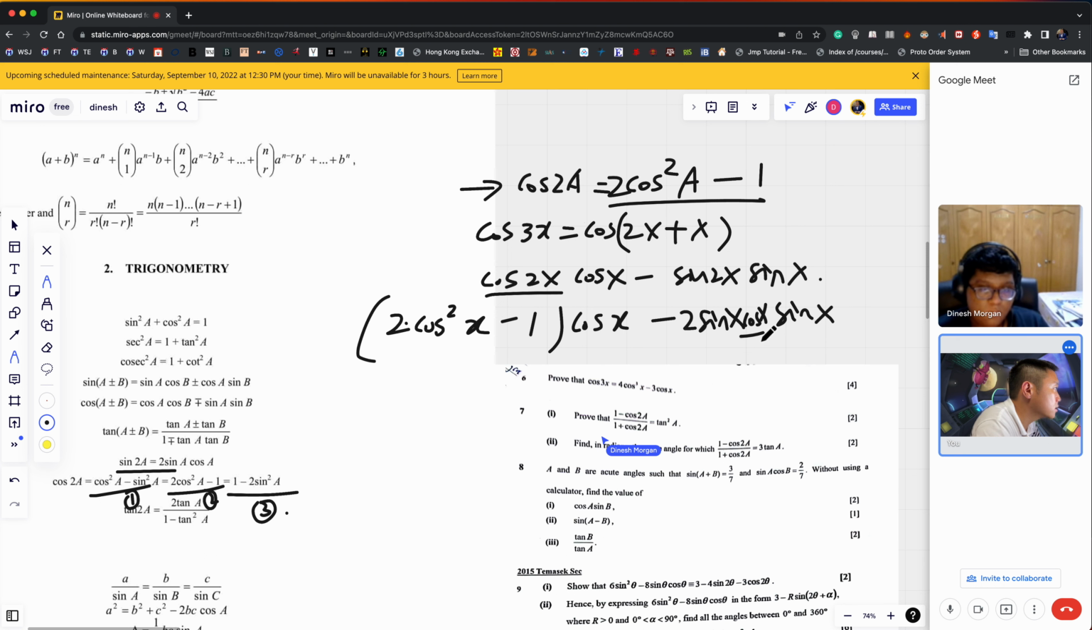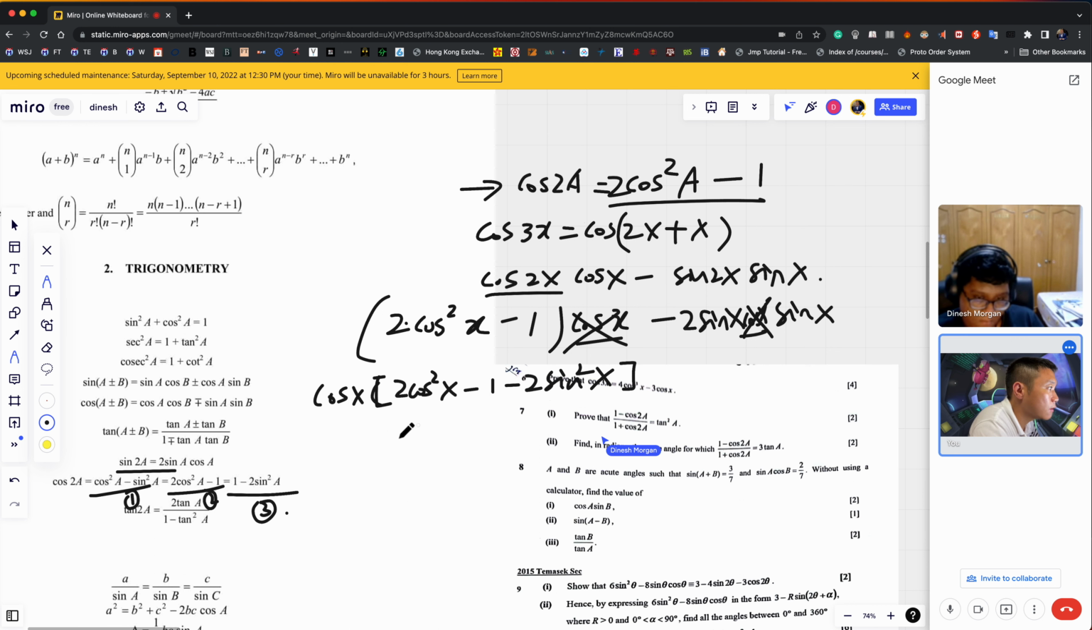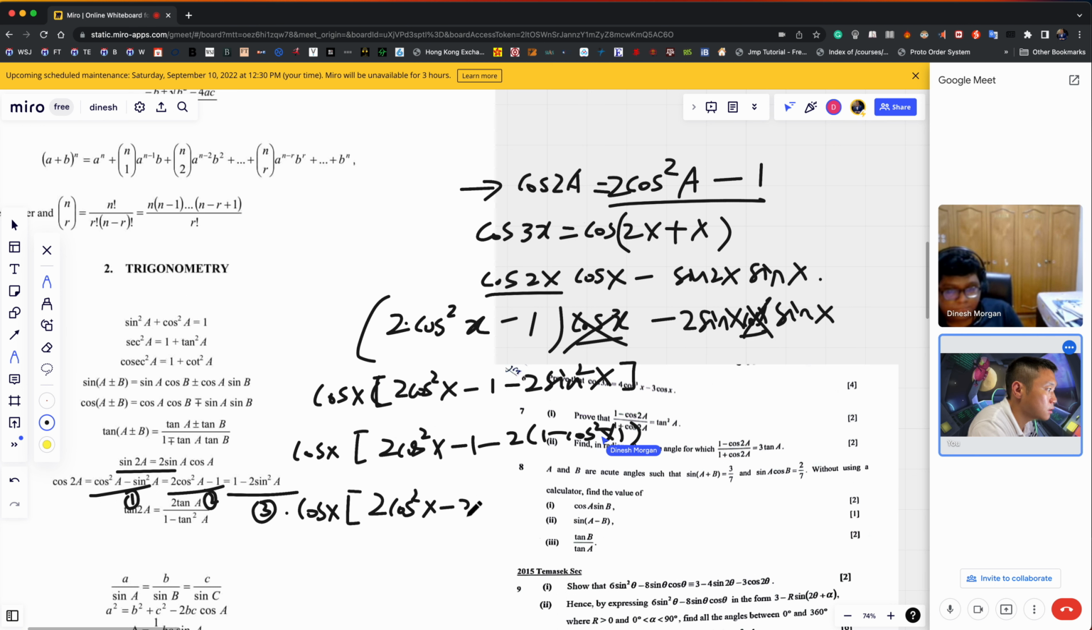So what I'm trying to say is, can you see cosine x and cosine x here? Probably you can take out the cosine x. So you have this cosine square x minus 1, then you minus the 2 sine square x. Okay, so you take out the common factor. And then you continue: cosine x, then this is cosine x minus 1 minus 2, 1 minus cosine square x. Then you open a bracket, cosine x, 2 cosine x minus 1 minus 2 plus 2 cosine square x.